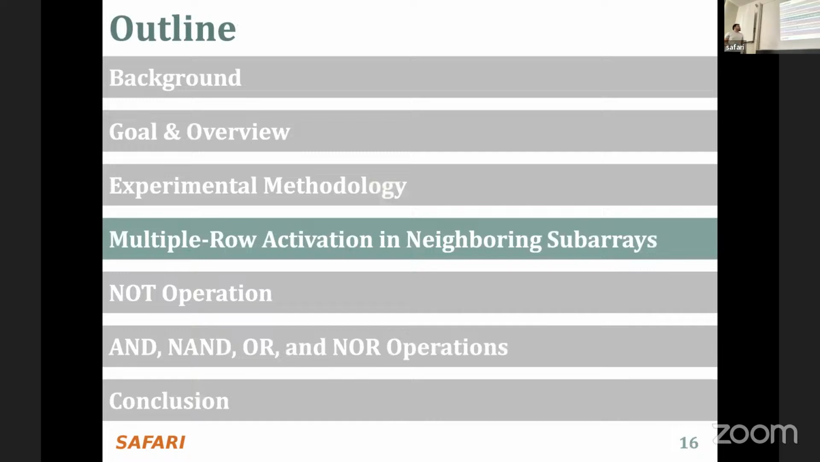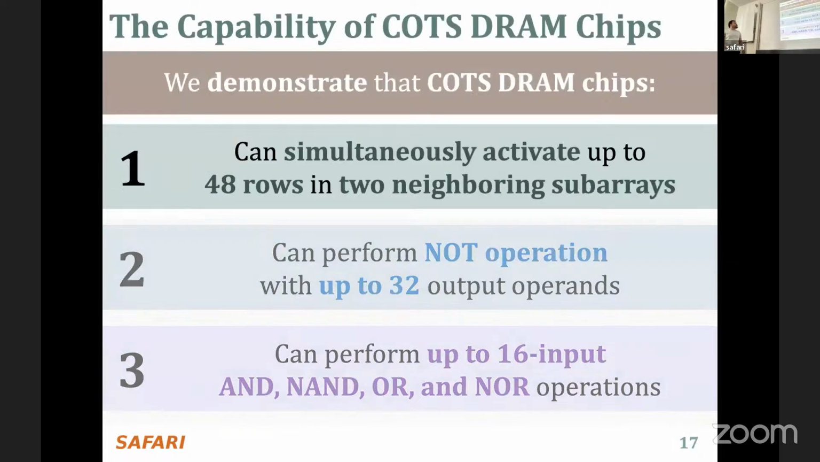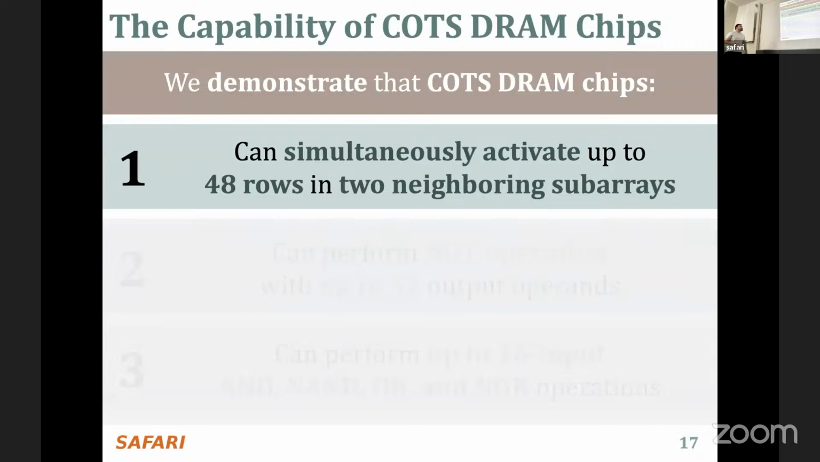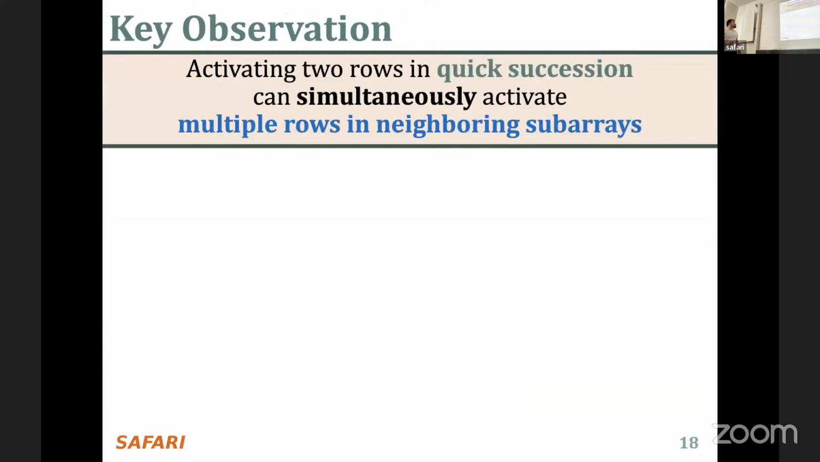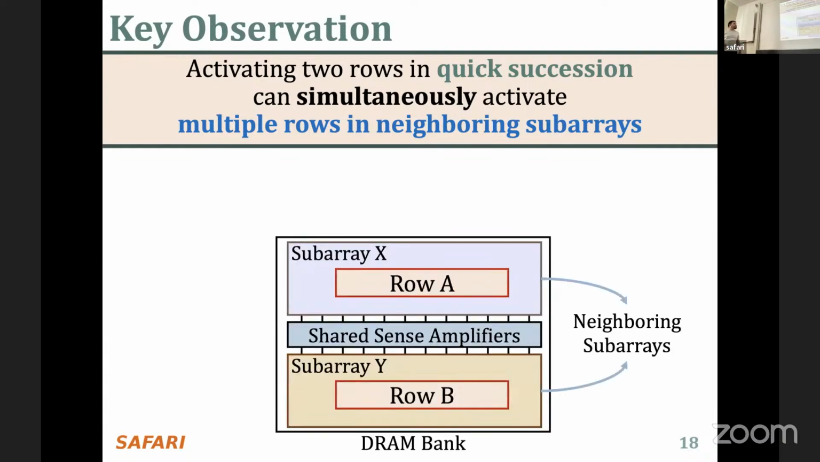So let's go to the first one. Now we will see how we can activate up to 48 rows in 2 neighboring subarrays. So our key idea, our key observation, is that activating 2 rows in quick succession can simultaneously activate multiple rows in neighboring subarrays. So let's see an example here.